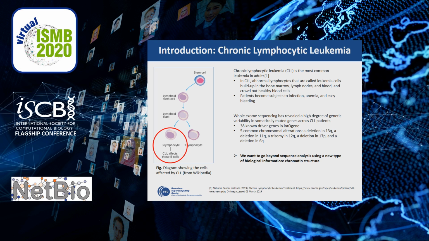CLL, in the literature, has been extensively studied from the sequence point of view. For instance, whole exome sequencing revealed that there is a high degree of genetic variability in terms of mutated genes across the CLL patients. From those sequence analyses, we also know 38 leukemia driver genes, and we also know that there are 5 common chromosomal alterations, which include 4 deletions and 1 trisomy. But what we want in our study is to go beyond sequence analysis, and we are going to do so by also using a new type of biological information, which is chromatin structure.